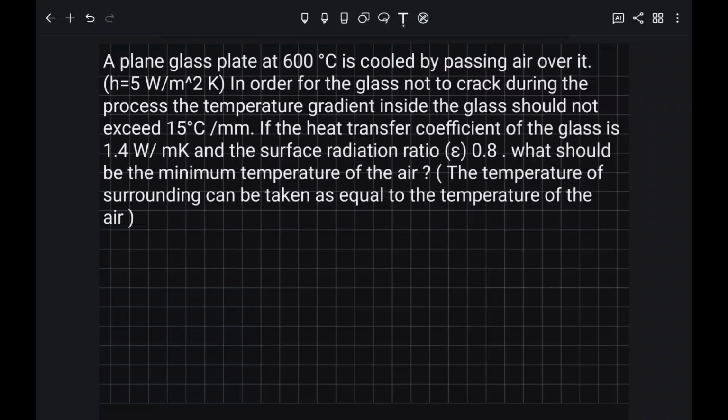If the heat transfer coefficient of the glass is 1.4 watt over meter Kelvin and the surface radiation ratio 0.8, what should be the minimum temperature of the air? The temperature of surrounding can be taken as equal to the temperature of the air.